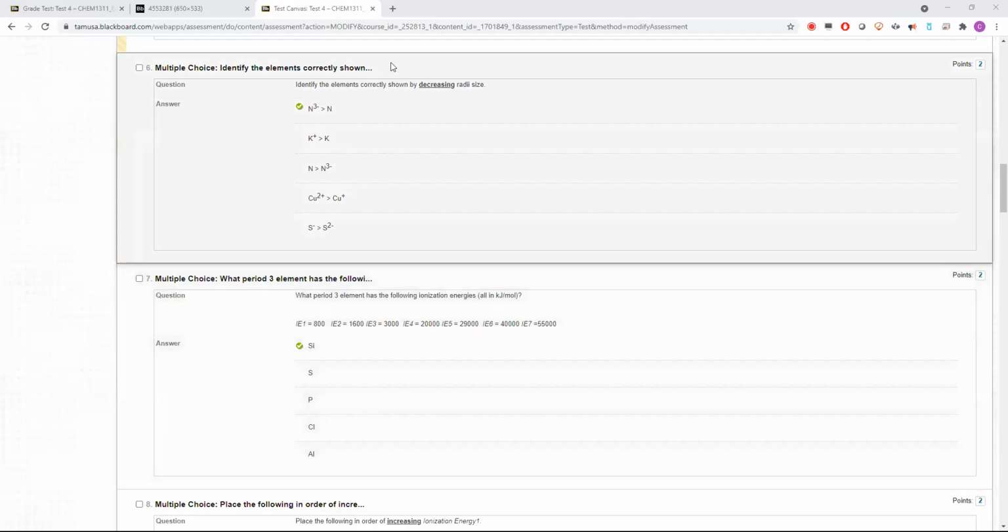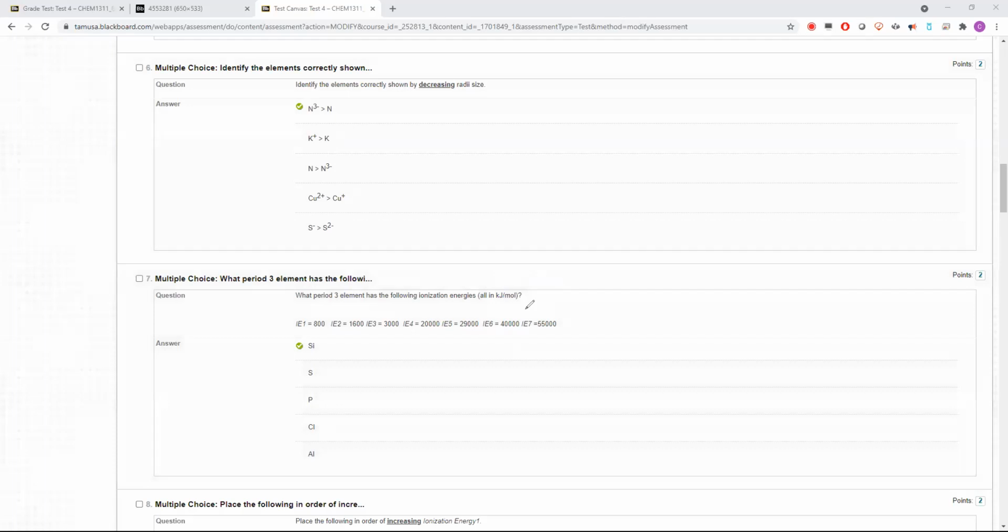All right, so the question is about ionization energies. How can we tell which element goes to which ionization energy? And remember with ionization energies, first, let's just say, what is an ionization energy? It's the energy to remove an electron.